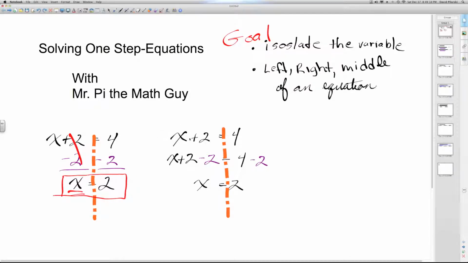I have it written down over here because here's an alternative way that you may be taught how to solve an equation. Instead of writing your work underneath the equation, you rewrite the equation by subtracting the 2 from each side in this manner, in a more of a horizontal manner versus a vertical manner.